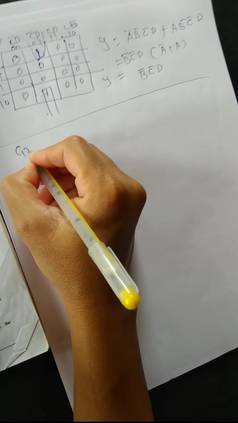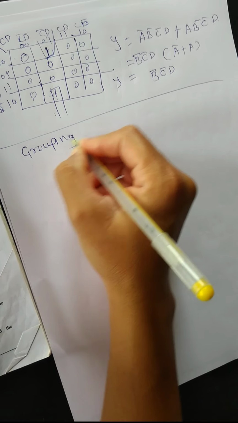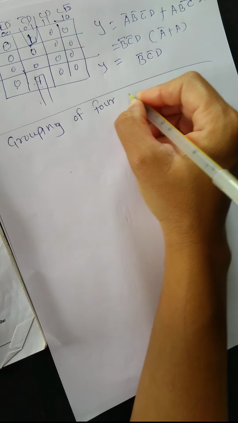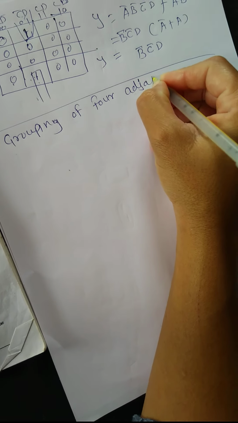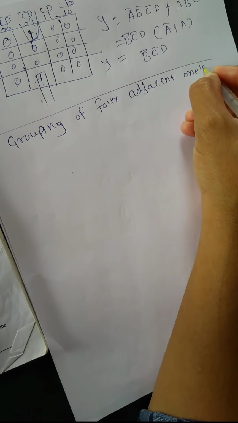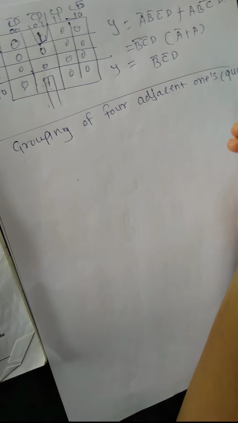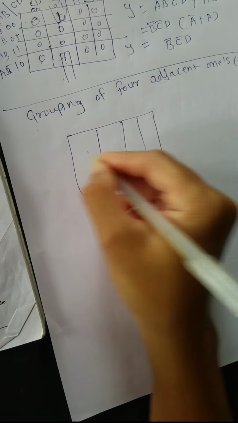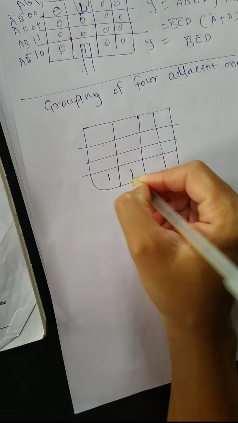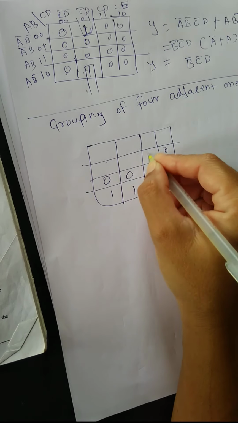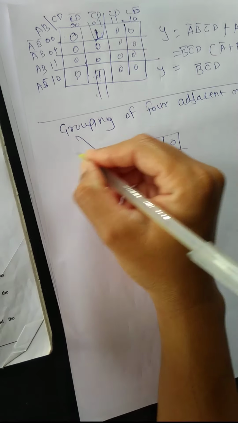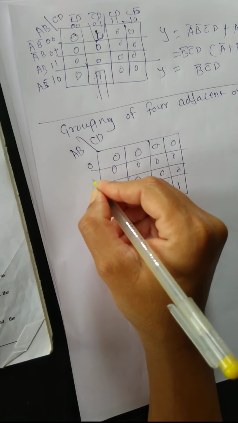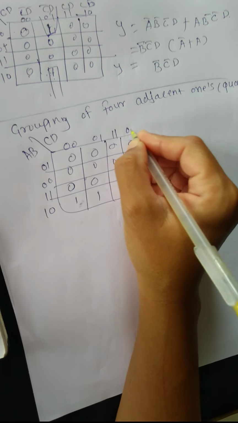Then grouping of 4 adjacent ones is called a quad. Take one example, where the logic 1 is directly given in the K-map, with A B along one axis and C D 0 1 on the other.